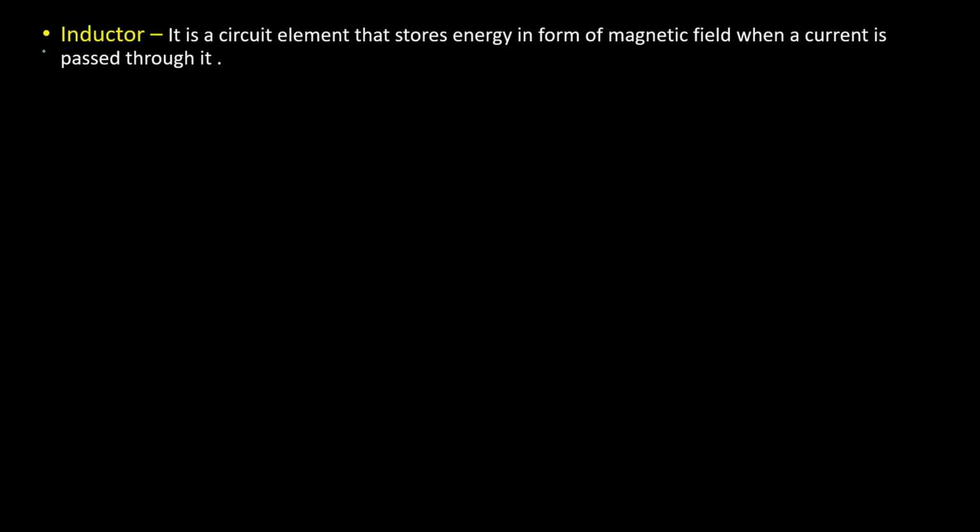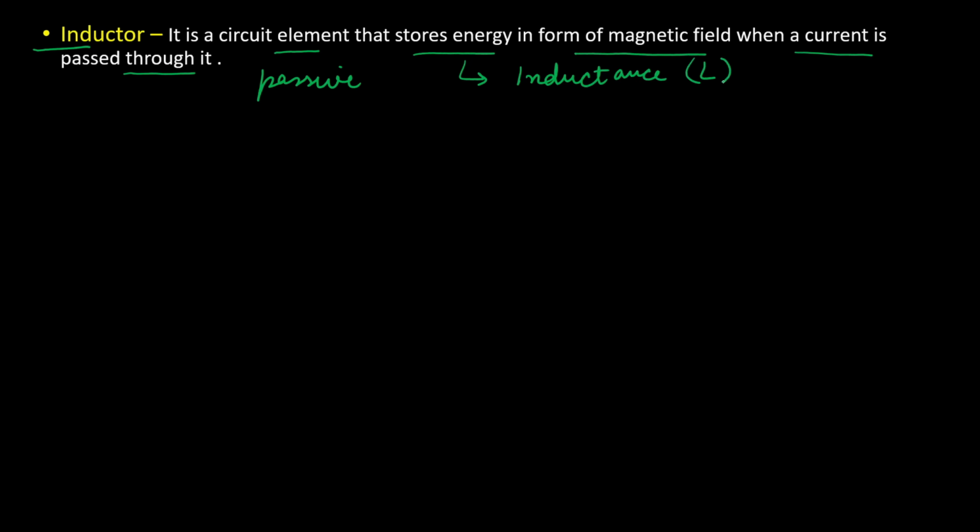The next one we have is your inductor. An inductor is basically a circuit element that stores energy in the form of a magnetic field when a current is passed through it. It is a passive device. Passive means it does not have its own source of energy. This property of storing energy in the form of a magnetic field is known as inductance, and it is represented by the symbol L. This is the basic symbol of an inductor, a coil with multiple turns.